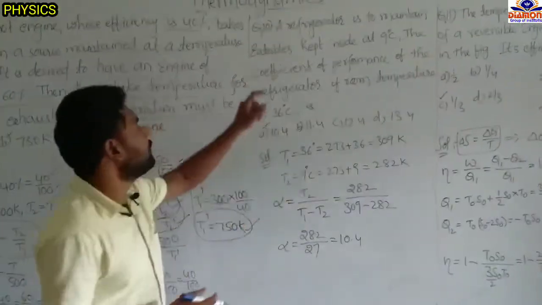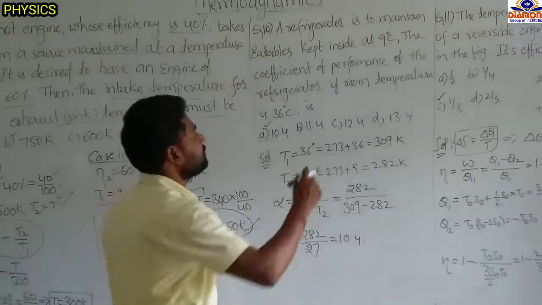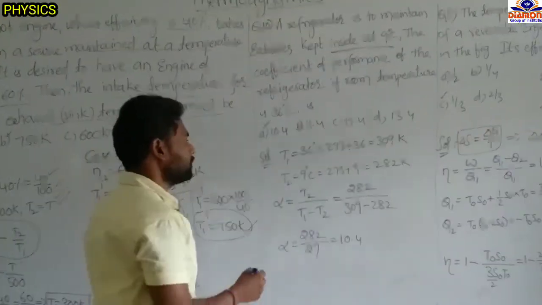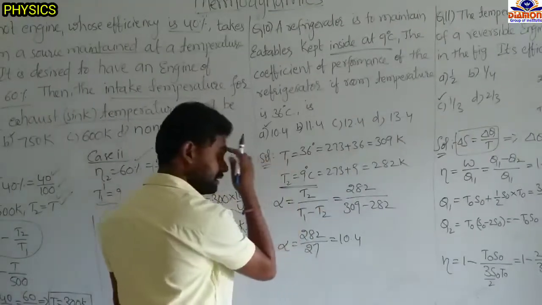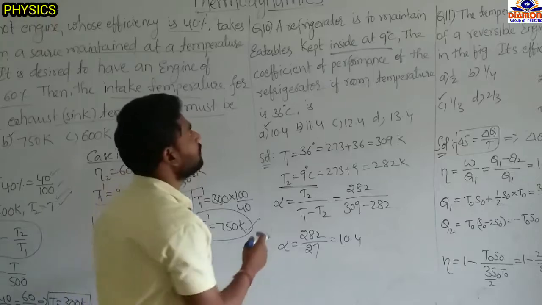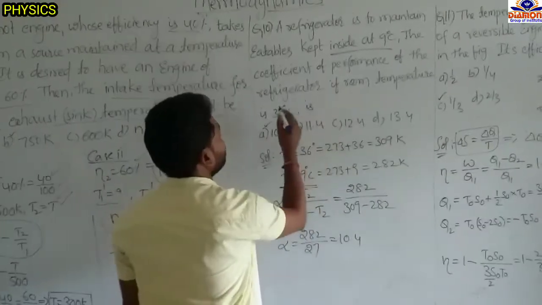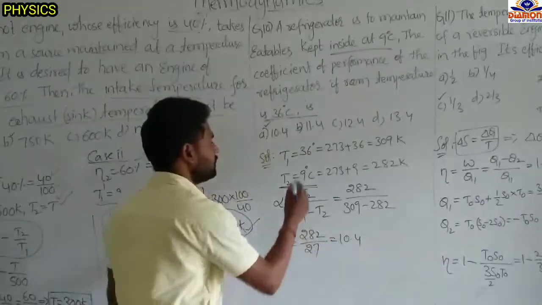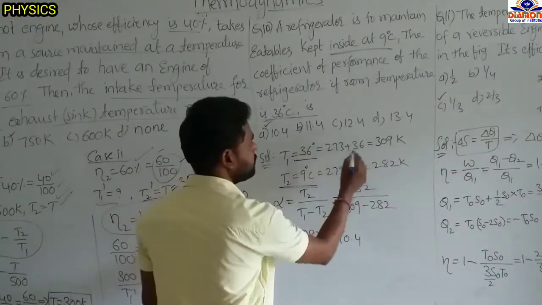Okay, now a refrigerator is to maintain a level kept inside at 9 degrees. So the inside temperature is 9 degrees centigrade, and I am taking that as the intake. This is the intake. Intake is less, 9 degrees centigrade. And the coefficient of performance of the refrigerator, if the room temperature is 36 degrees, outside temperature equal to 36 degrees centigrade. So 273 plus.